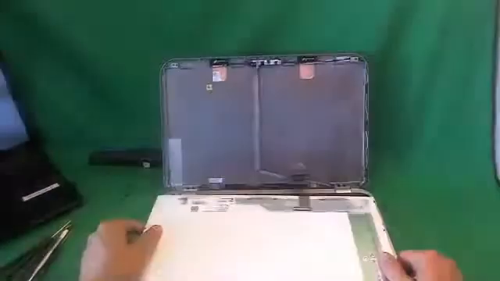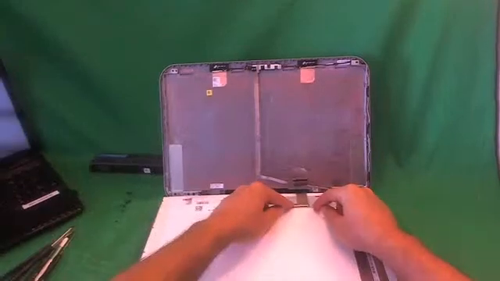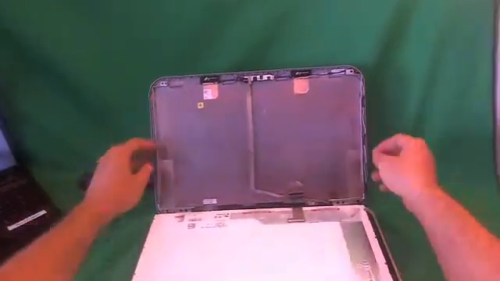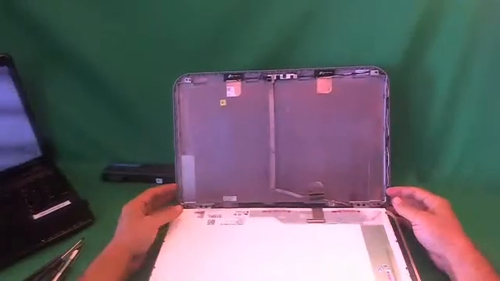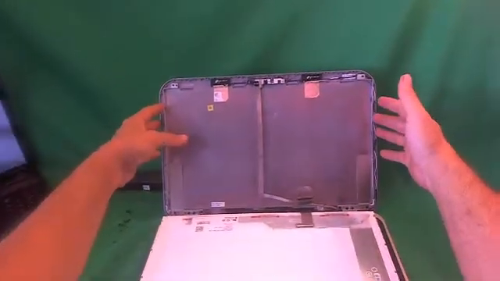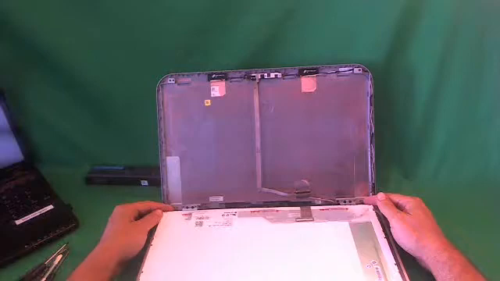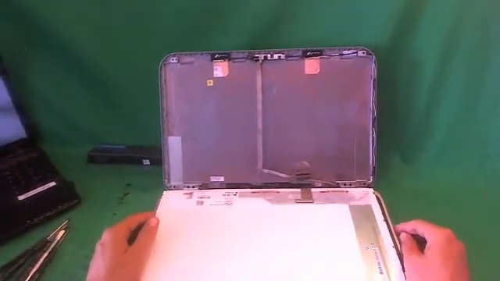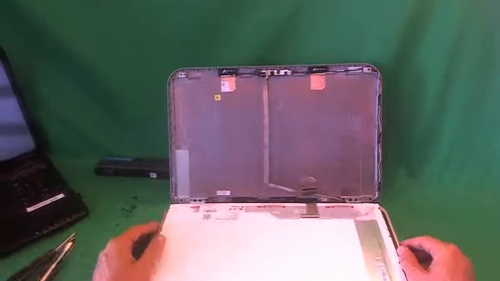Okay, once you do get the new screen in, connected as I showed you, mounted in the metal brackets, put the screws in as I showed you, starting with the bottom and going to the top. Tighten the two screws on the side and then snap the screen bezel back on, and that should be it.